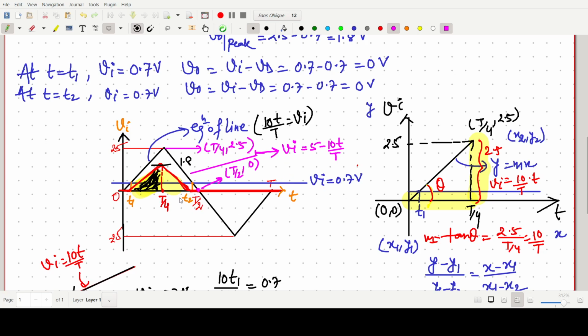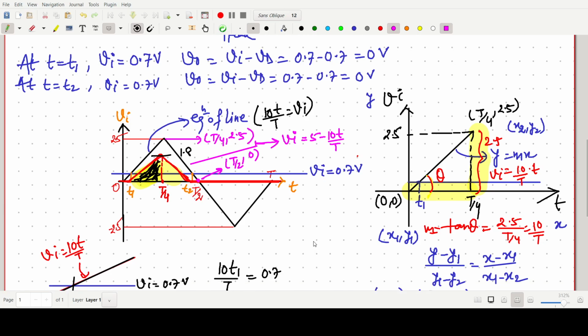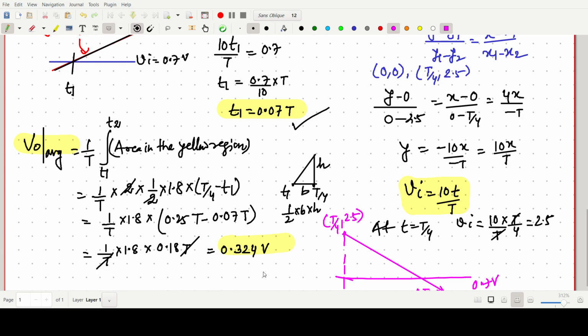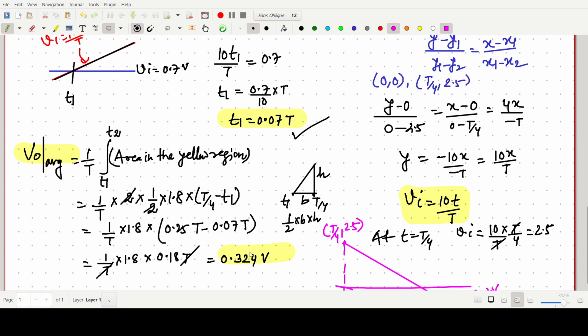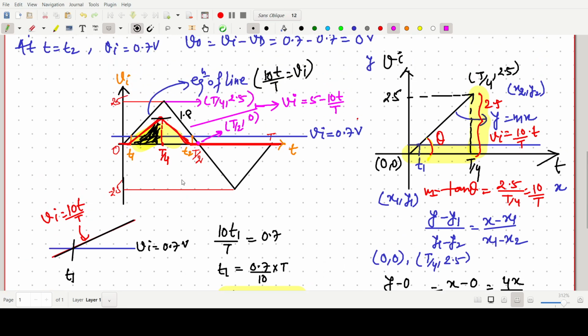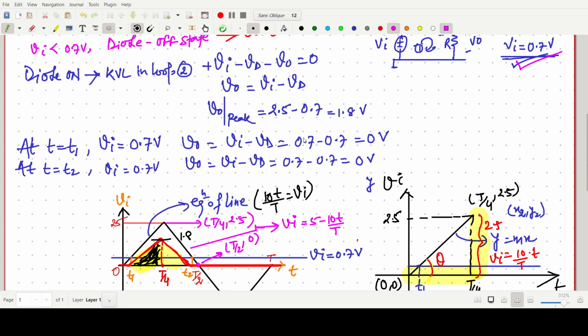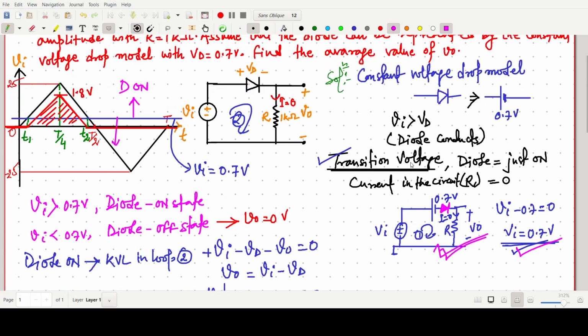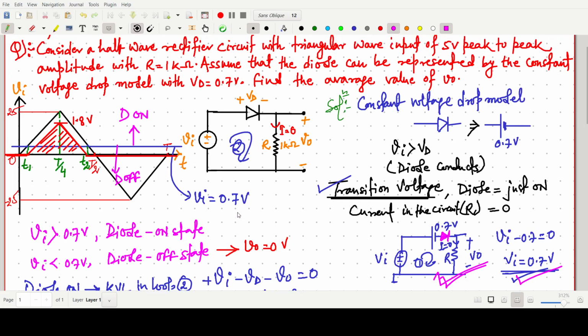So you can also find T1 and T2, and this area plus this area will be symmetrical. So I just doubled it, and we found the average output value of the current. The output waveform is clear, because this is very simple. But you have to go from this transition voltage concept, where we make the line, above which the diode is on and below which the diode will be off. So this is all about this question.